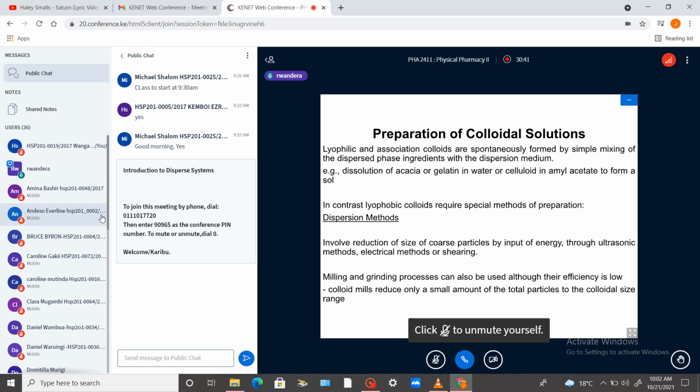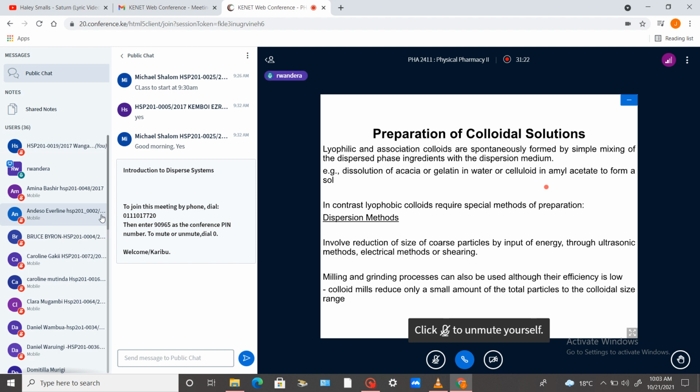So how do we prepare our colloidal solutions? Now, it's important to note that lyophilic and association colloids are easy to form, or rather form spontaneously. So these ones, you can form them by simply mixing the dispersed phase ingredients with a dispersion medium. A good example is when you dissolve acacia or gelatin in water, or cellulose nitrate in an organic solvent, amyl acetate, to form a sol.